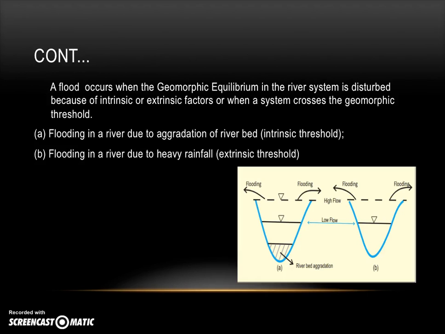A flood occurs when the geomorphic equilibrium in the river system is disturbed because of intrinsic or extrinsic factors, or when a system crosses the geomorphic threshold. Flooding in a river due to aggradation of the riverbed is considered an intrinsic threshold. Meanwhile, flooding in a river due to heavy rainfall is considered an extrinsic threshold.